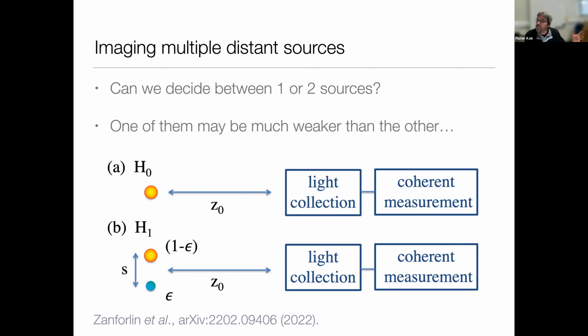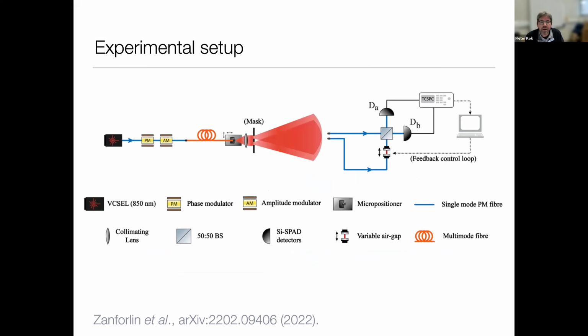And so what we want to do is collect all the light, and then do some kind of measurement in order to be able to tell the difference between the two. And so here's the experimental setup. There is a laser that is being phase modulated and amplitude modulated. So in the previous experiment, they used a ground glass disc that was spinning to create incoherent light. Here we have incoherent phase and amplitude modulation.